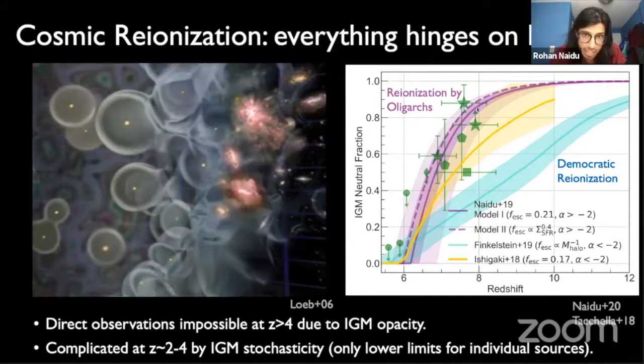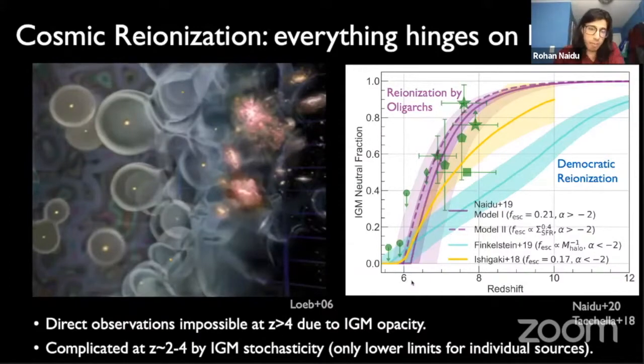And you can see you have very radically different reionization histories that are possible depending on what the escape fraction properties of galaxies look like. So if bright galaxies are efficient reionizers, you end up with reionization by the oligarchs. Versus if it's faint galaxies that are the most prolific producers and also escapers of ionizing photons, then you end up with something like a more democratic, smooth reionization.